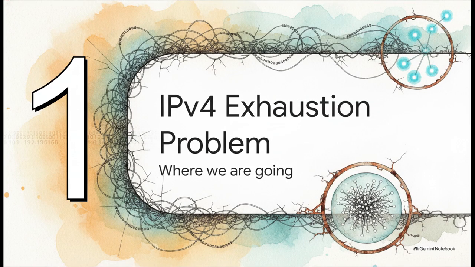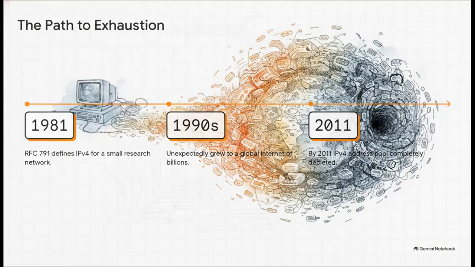Section 1. The IPv4 exhaustion problem. Let's set the stage a bit and rewind to 1981. RFC 791 drops, officially defining IPv4 for what was essentially a tiny academic research network. I mean, it was packet-switched, connectionless, and offered best-effort delivery with zero guarantees. Its simplicity was absolute genius for the time. But no one, literally no one, anticipated that by the 1990s, this modest little research tool would completely blow up into the commercial backbone of global communication.